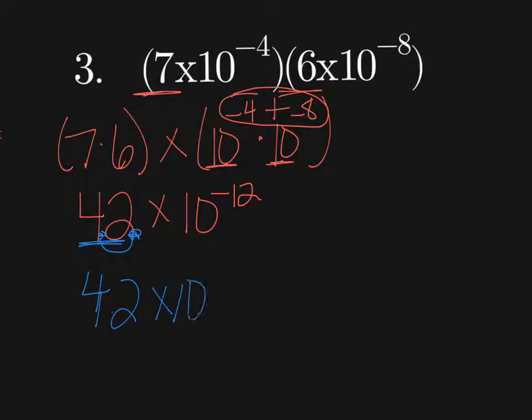times 10. Now the number got smaller. Okay, so that means this is going to get bigger by how many times I move my decimal. So negative 12 plus 1 is negative 11. And there's my answer.